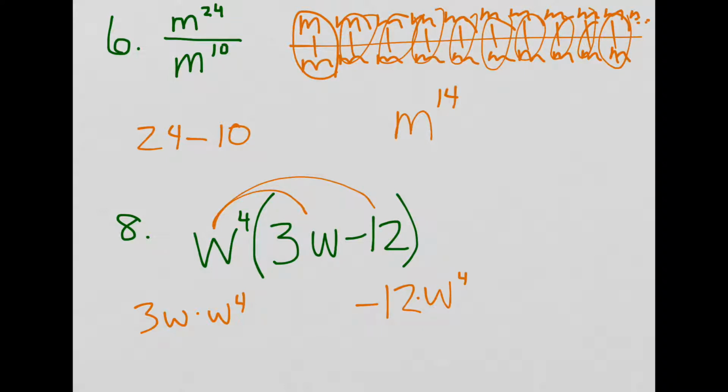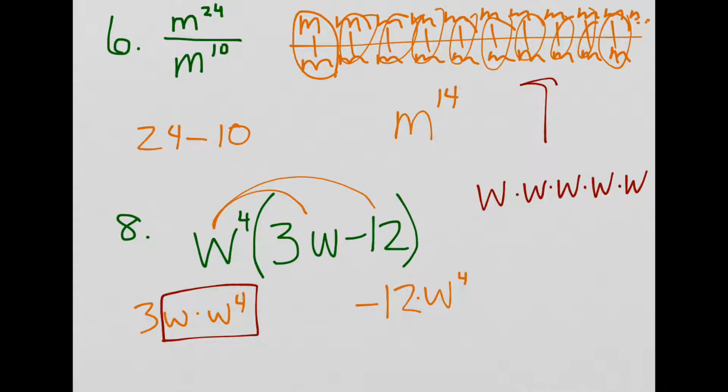Okay, so what does this part right here remind you of? That reminds me of what we did up here, or maybe even on the other page. We have 1w and we're timesing it by 4 more. How many w's do we have all total? We have 5. So that becomes 3w to the 5th minus 12w to the 4th.